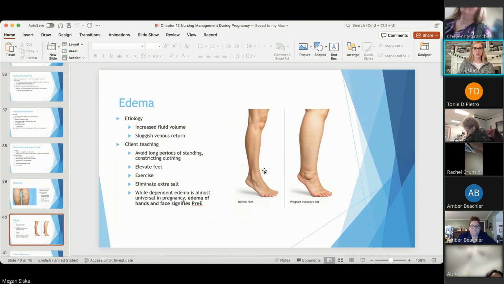Edema, another common thing. So similar, we're going to avoid long periods of standing, constrictive clothing, try to elevate feet when we can, try to eliminate extra salt, and then really watching that edema if it's hands or face with preeclampsia.